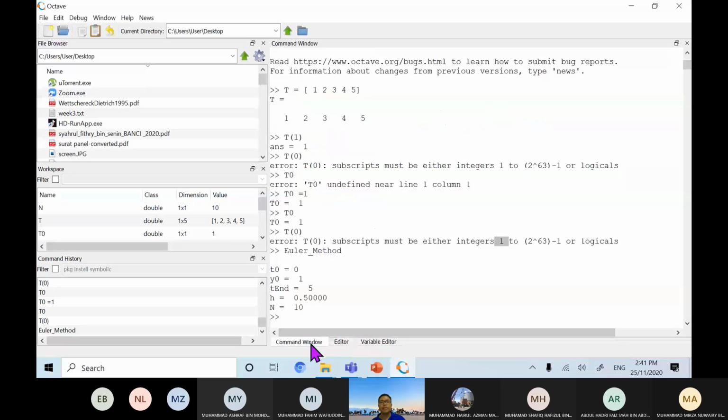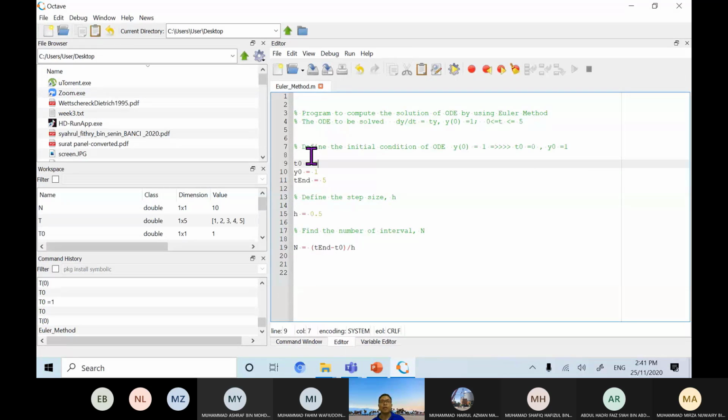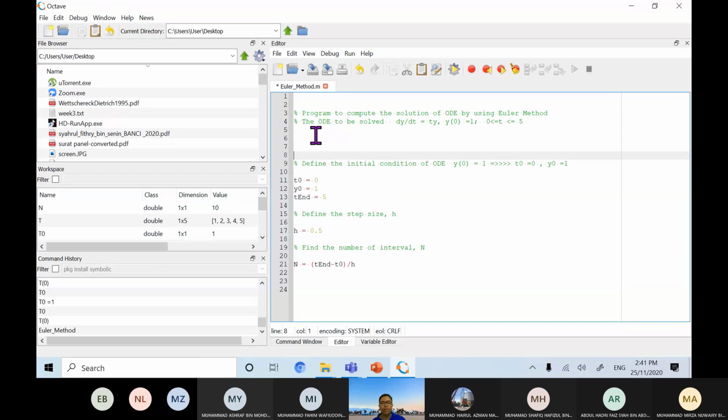And the result is here. So kenapa dia bercampur-campur ni, saya terlupa nak buat satu perkara yang sepatutnya saya buat. You must type your clear all, CLC, and close all. So this a new command, close all.